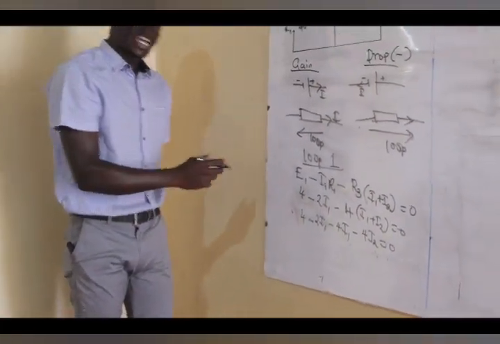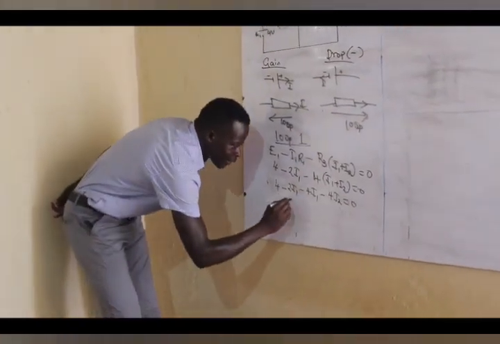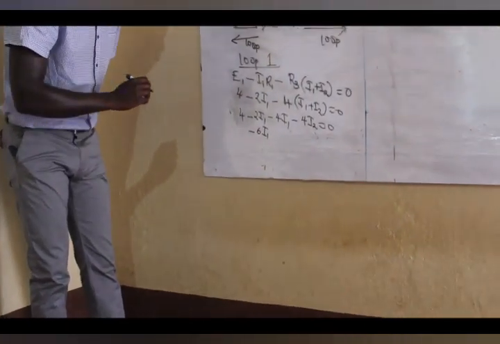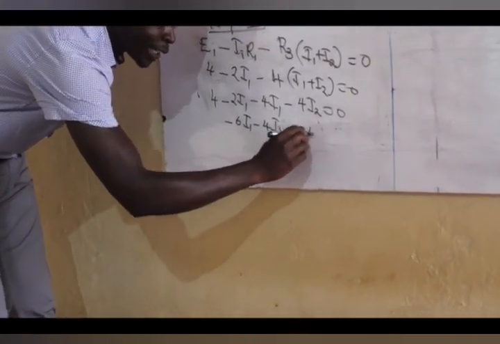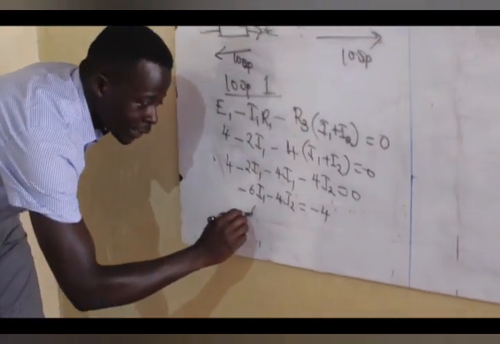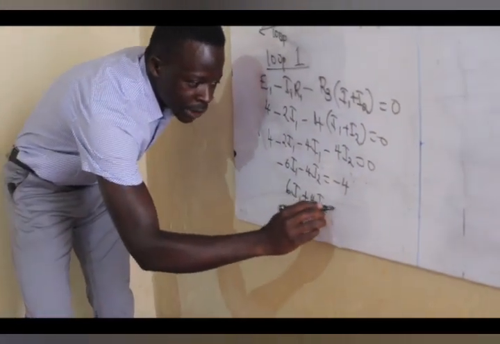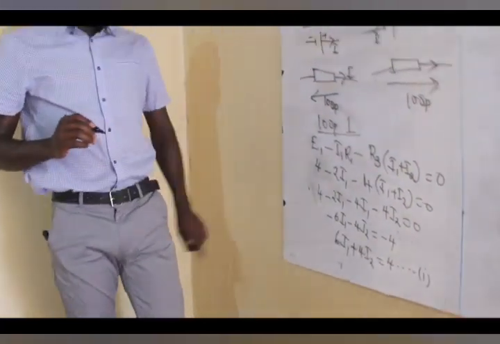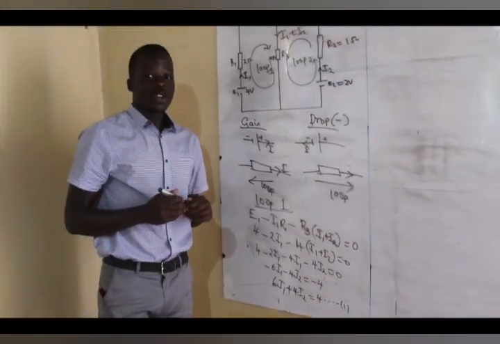You collect the like terms, let the constant cross the equal sign, you will have negative 6I1 minus 4I2 is equal to negative 4. When we drop the negative signs, we'll have 6I1 plus 4I2 is equal to 4. And this one gives us our equation 1. So loop 1 has already helped us to get equation 1.